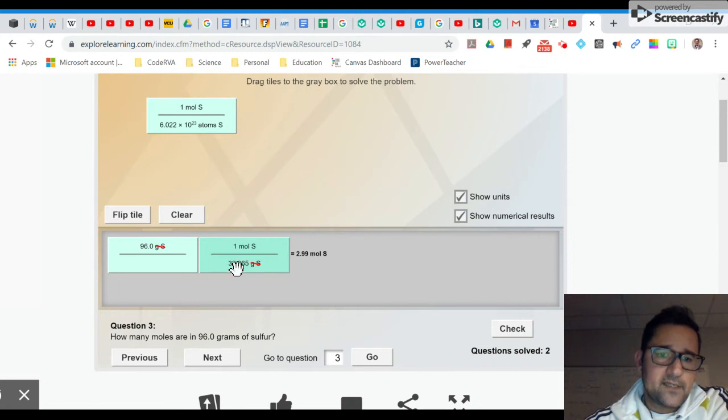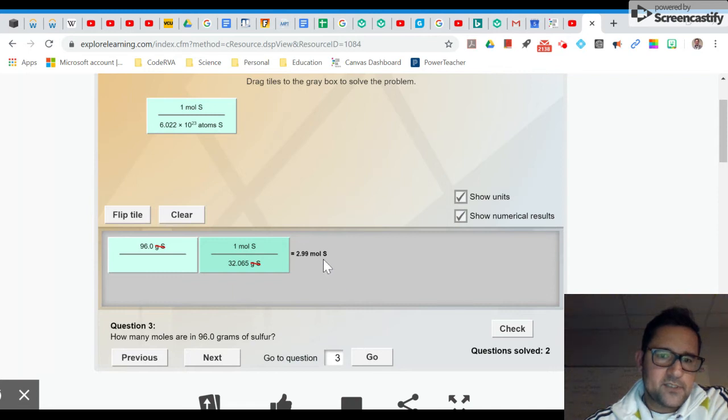And where are they getting these numbers from? They're getting it from the periodic table. When you look up sulfur, its molar mass is 32 grams. So grams of sulfur and grams of sulfur cancel out. If I flip the tile, that would be incorrect because moles and grams don't cancel out. The unit I want in the denominator is grams, so that it cancels out with the grams that are connected to 96. So I have to flip that tile.